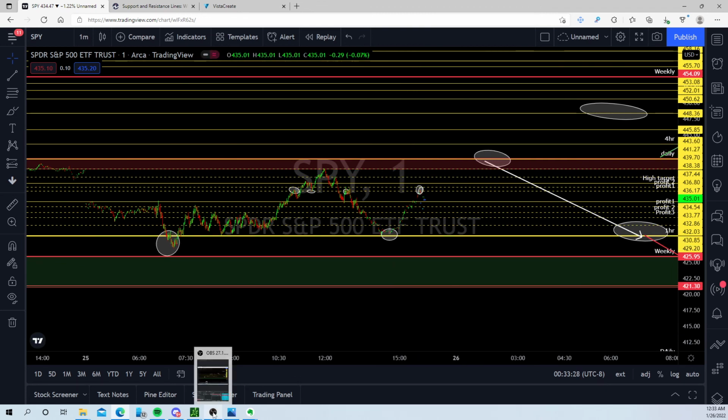Just practice those and don't get confused. All right, if you don't see a level, don't put a level. If you don't see anything on the 10 minute, 5 minute, 1 hour, then don't put it. Just because you think it might be there, just don't put it.